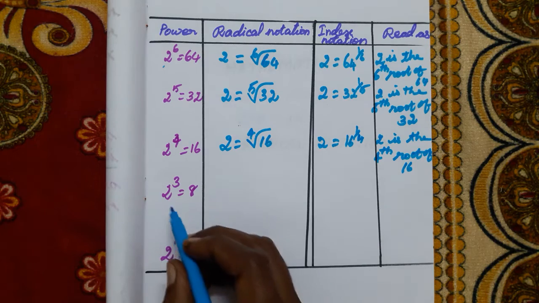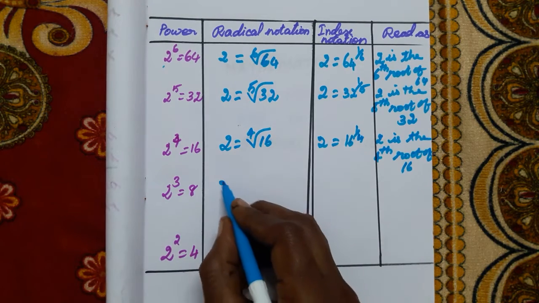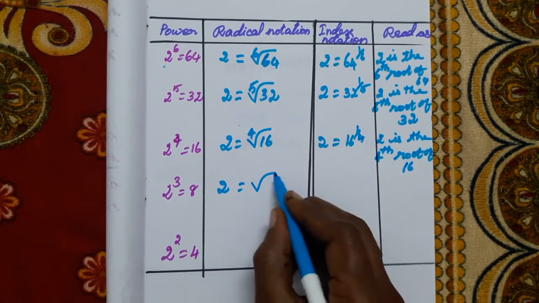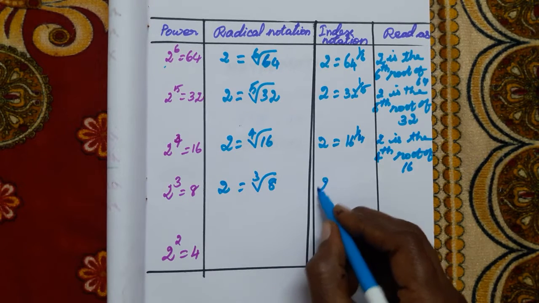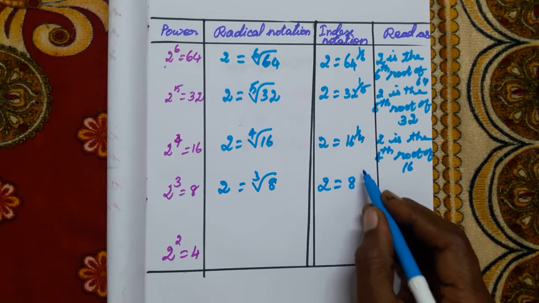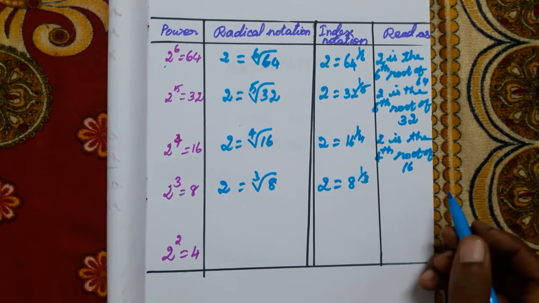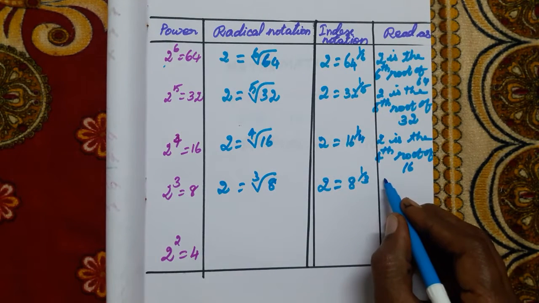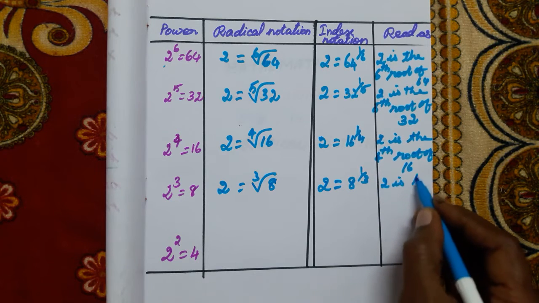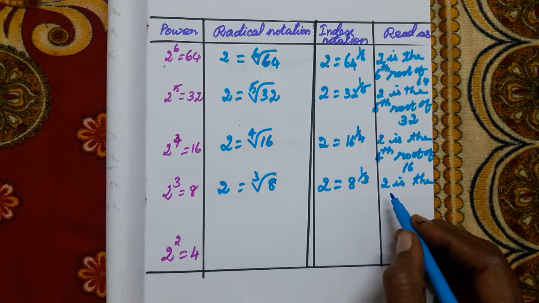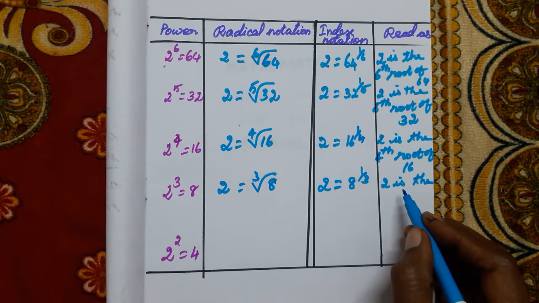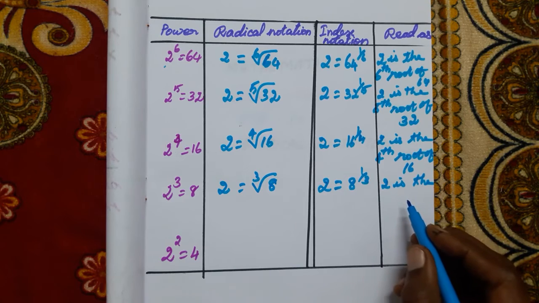Next, 2 cube is equal to 8. How can we write it? 2 is equal to cube root of 8. Index notation: 2 is equal to 8 power 1 by 3. How can we read this? 2 is the cube root of 8, or otherwise the third root. Like that also we can read.